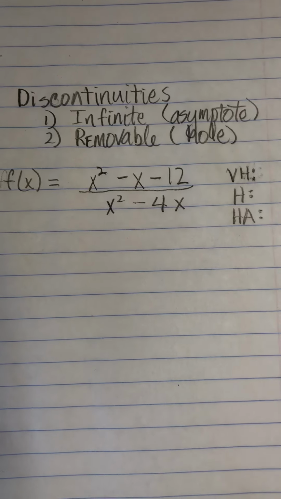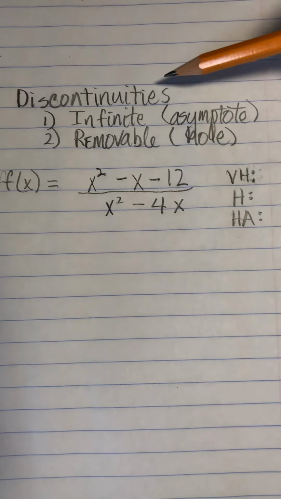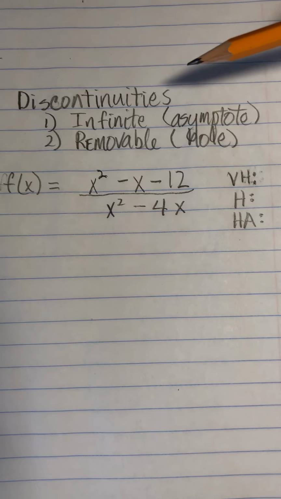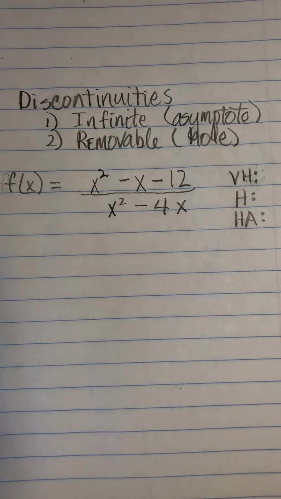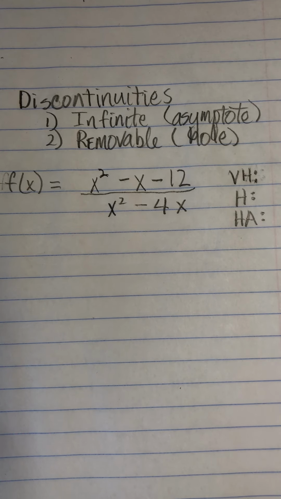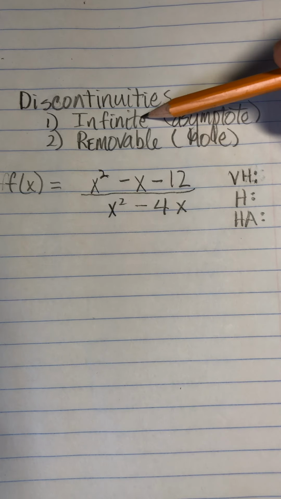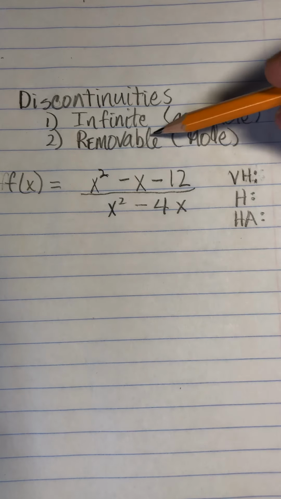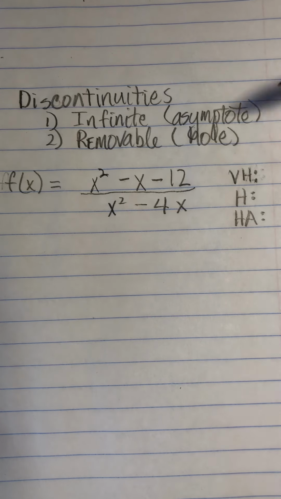Okay, today we're looking for discontinuities. Discontinuities means where there's some sort of break that makes a continuous line, which is smooth from negative infinity to positive infinity, not smooth. We have two types: an infinite discontinuity, which is an asymptote, and a removable discontinuity, which is a hole.